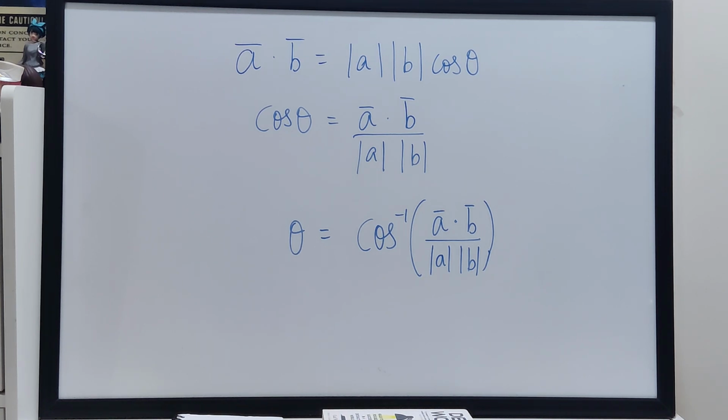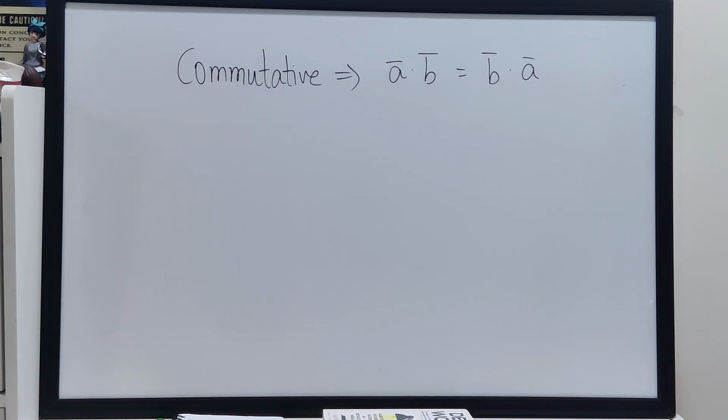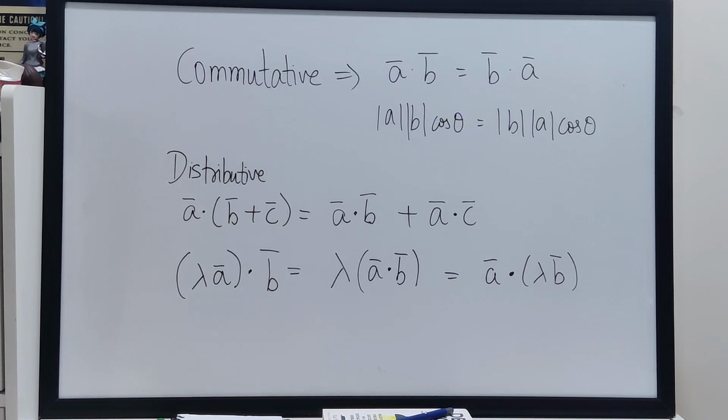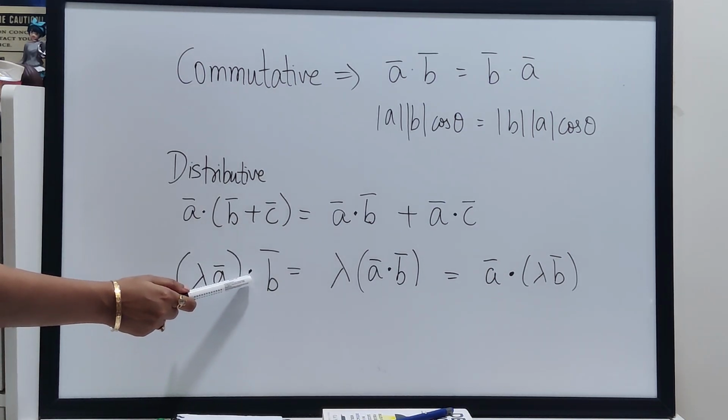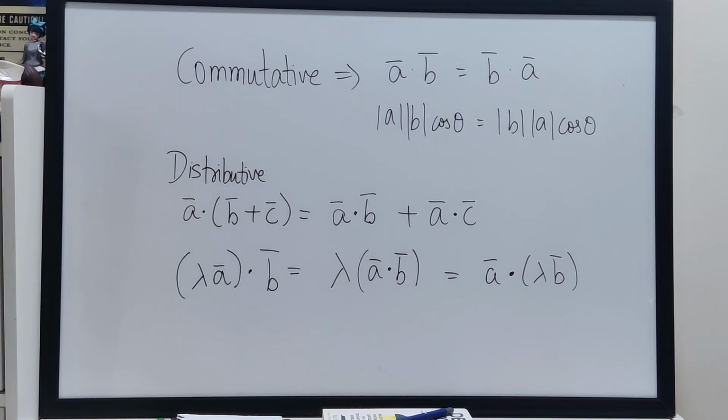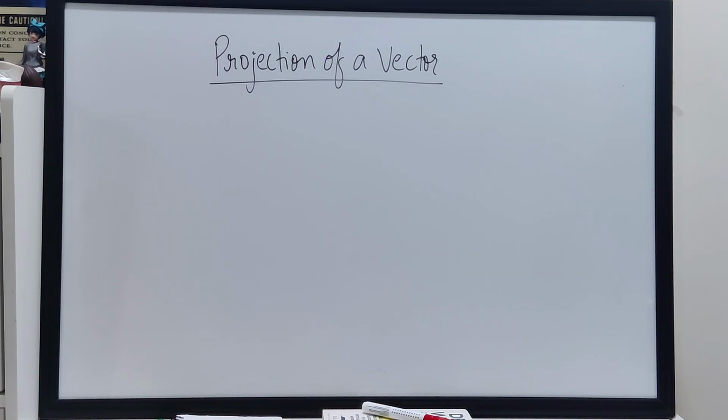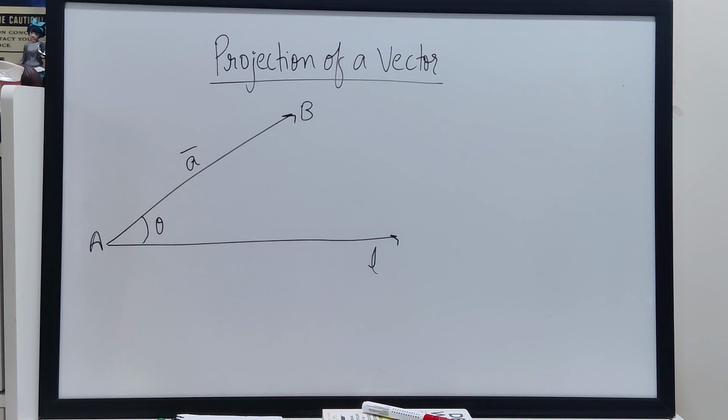So what are the properties of dot product? Dot product is commutative, which means A dot B is equal to B dot A. Dot product also follows the distributive property, which means A dot (B plus C) will be equal to A dot B plus A dot C. Now, projection of a vector on a line.